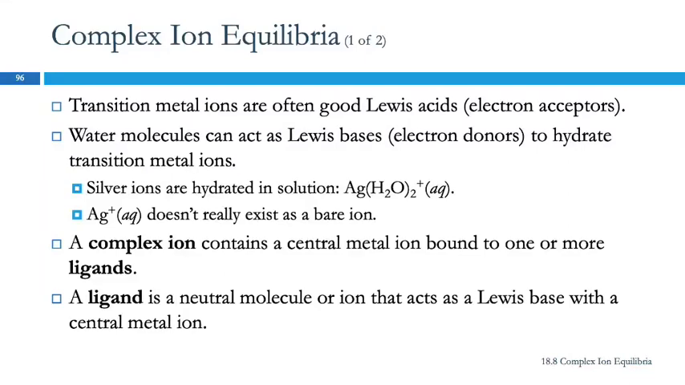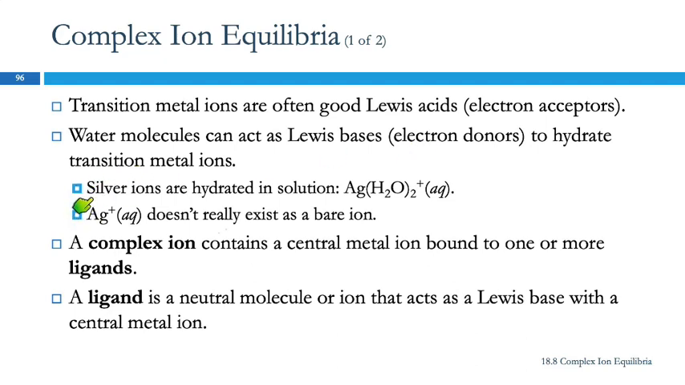Complex ions. So we learned about Lewis acids and bases. Remember, that has to do with donating or accepting electron pairs. So a Lewis acid is a good electron acceptor. Water molecules can act as Lewis bases because you've got lone pairs on the oxygen, electron donors. And so they can hydrate transition metal ions.